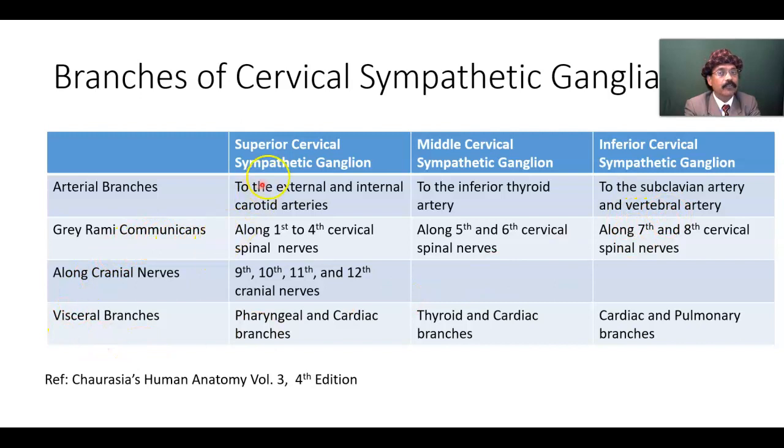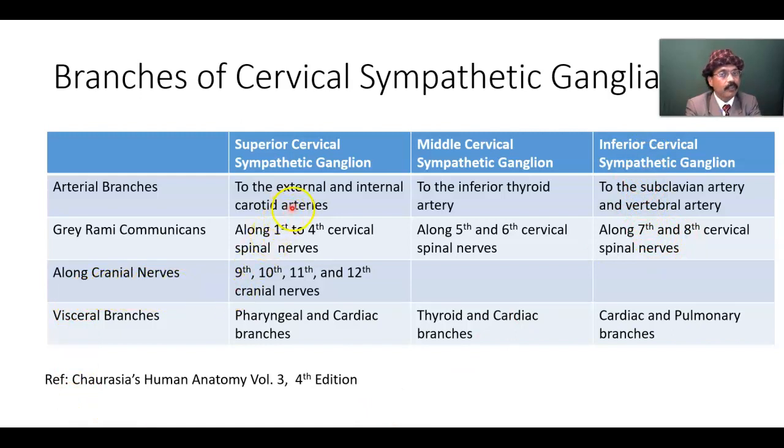Gray rami communicantes: superior cervical sympathetic ganglion along first to fourth cervical spinal nerve. Middle cervical sympathetic ganglion, fifth and sixth cervical spinal nerve. Inferior cervical sympathetic ganglion, 7 to 8 cervical spinal nerve. Ideally, the idea is that during development, four ganglia fuse to form one large superior cervical sympathetic ganglion. Two small fifth and sixth ganglia fuse to form the middle cervical sympathetic ganglion. Like that, 7 to 8 small ganglia unite to form the inferior cervical sympathetic ganglion.